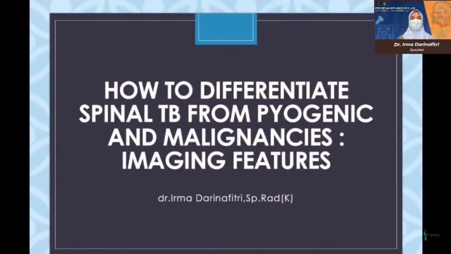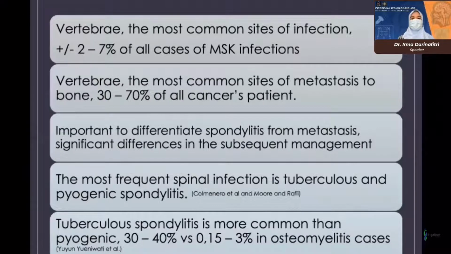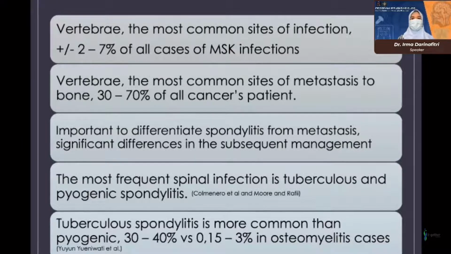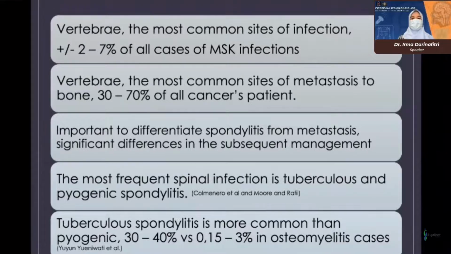Hi, I'm Irma Darina Fitri from Malang, Indonesia. I will present how to differentiate spinal TB from pyogenic infection and malignancies in imaging features. We know that the vertebrae is the most common site of infection, about 2 to 7% of all cases of musculoskeletal infections. The vertebrae is also the most common site of metastasis to bone, about 30 to 70% of all cancer patients.